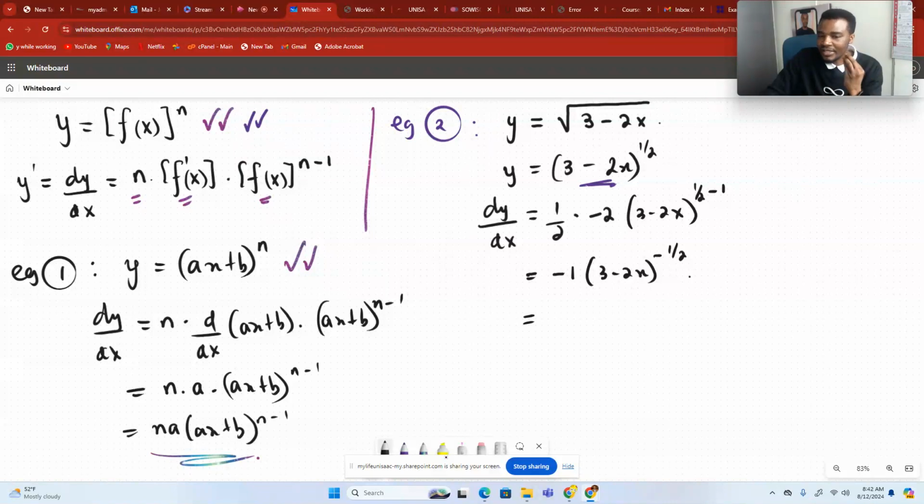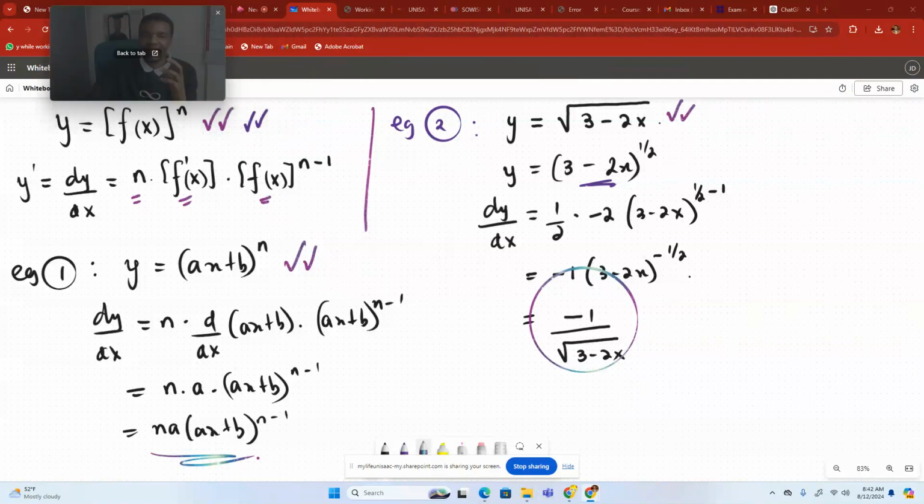You can also try to rewrite it in another form to say this is the same as minus 1 over the square root of 3 minus 2x. So yes, this is the result that we get if we differentiate the square root of 3 minus 2x with respect to x. You might need another example, and yes, let me provide another example.